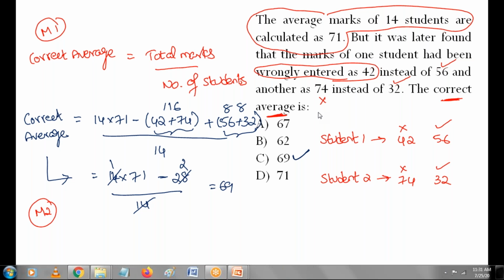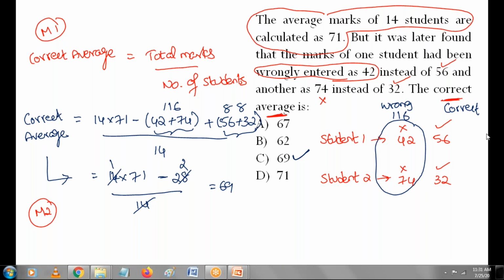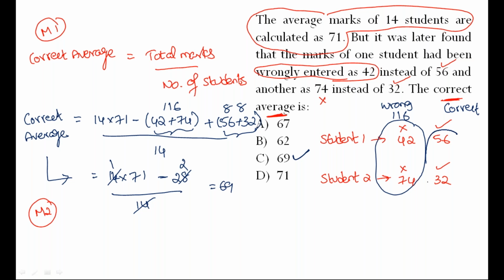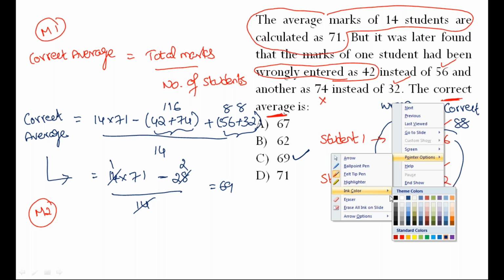Okay, guys, now see method 2 using equal distribution. All of you just focus here, guys. What is the wrong marks? Wrong marks are 116. Correct marks for these two students is 88. Now, what is 28? So guys, if you want to get the correct average, you should decrease 28.